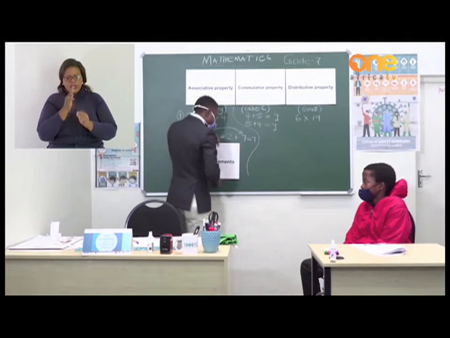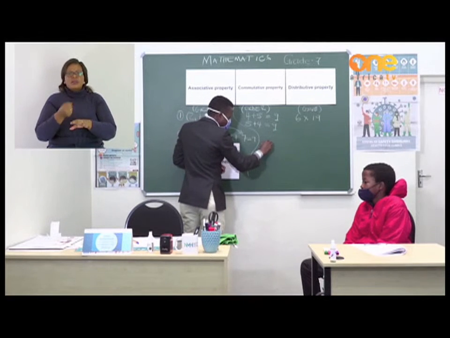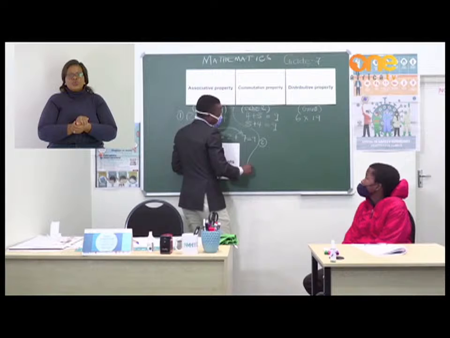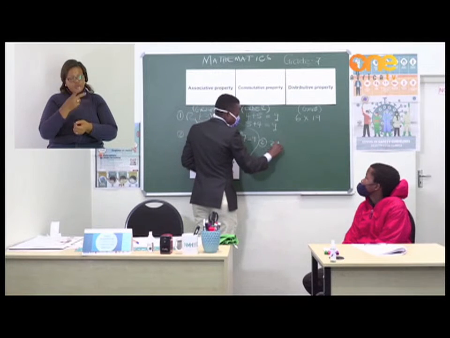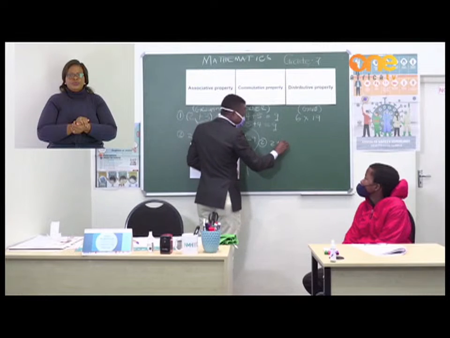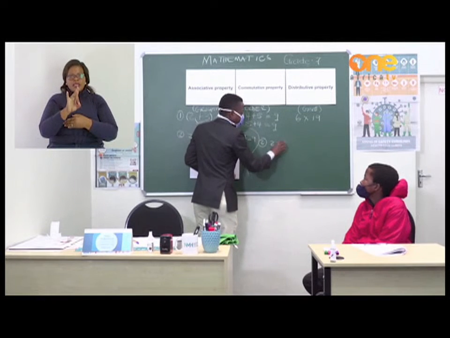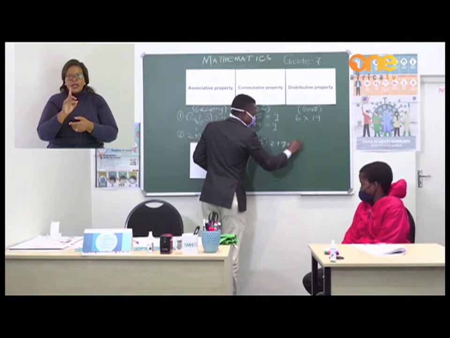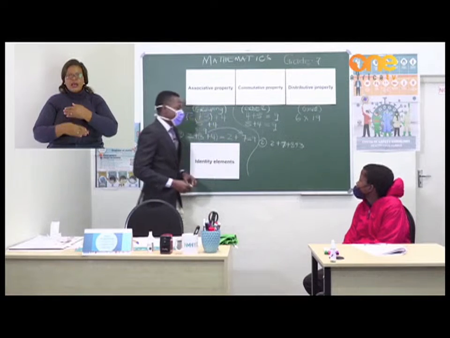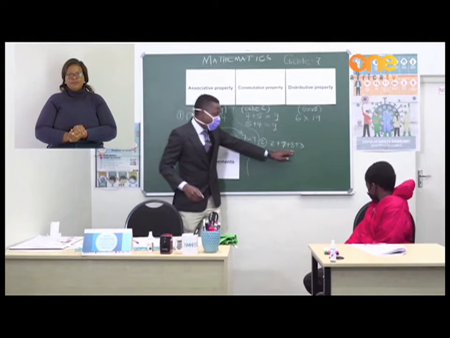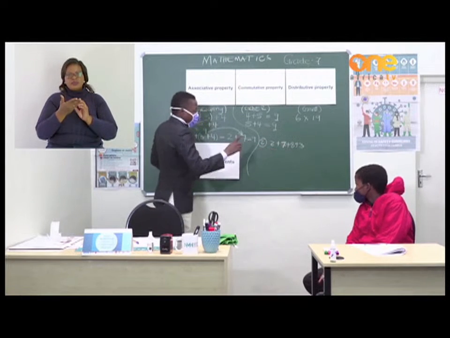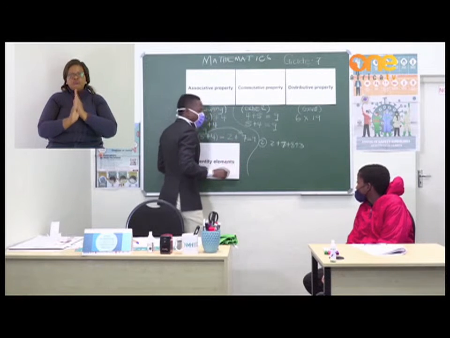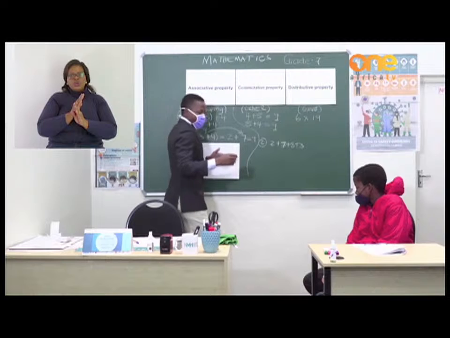I'll give you another example. Second example. Let's say I have 2 added to 8, added to 7 plus 3. I have these numbers here. I need to change the order depending on the number which I feel can match with the other number.